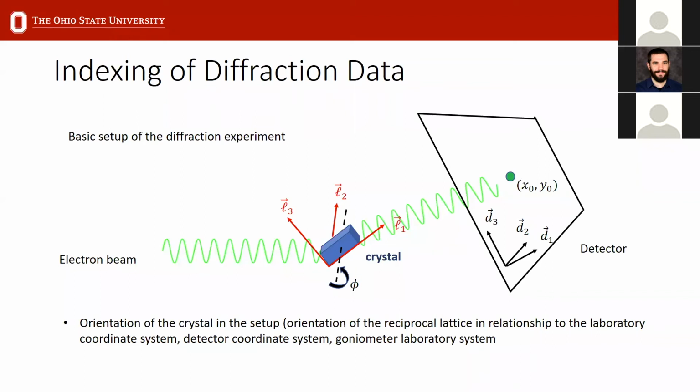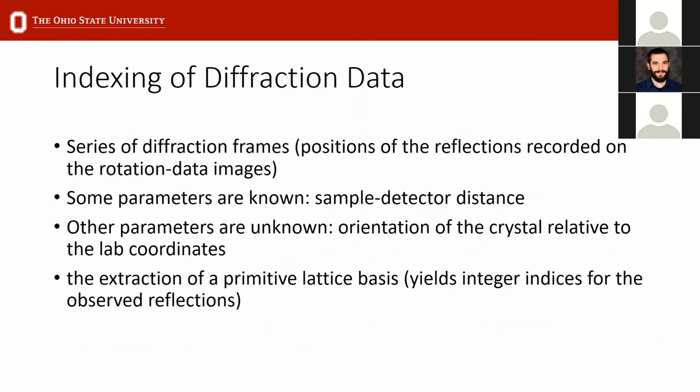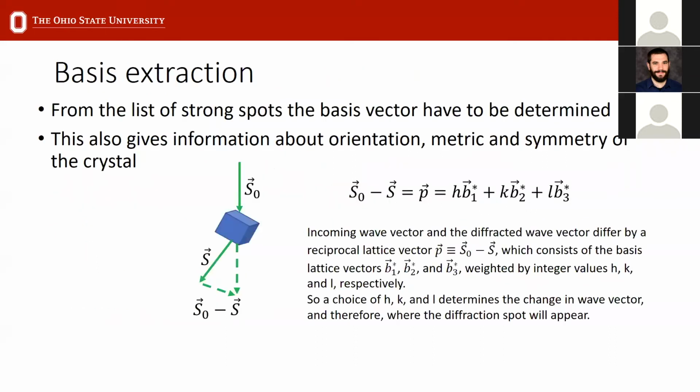And in order to get the indexing to work, you need to bring all of the information that you have together. So what you have is your set of diffraction frames. These diffraction frames have positions of reflections recorded on them. Parameters that you know about your experiment are, for example, the sample detector distance or the wavelength that you used. Another parameter that is unknown, as I already said, is the orientation of the crystal relative to the lab coordinates. Now, from this information, you need to extract the primitive lattice basis. And on this slide, I would like to show you how this is usually done.